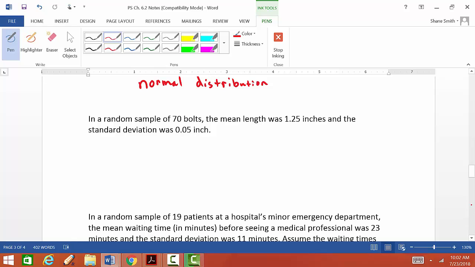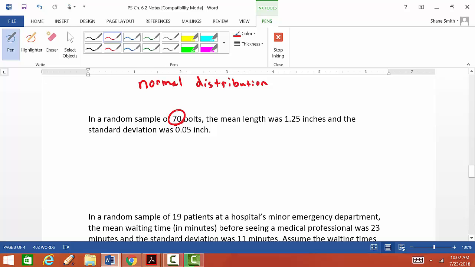Okay, next one. In a random sample of 70 bolts, the mean length was 1.25 inches and the standard deviation was 0.05 inch. So I'm looking at this and I say, okay, is my sample size greater than 30? Yes. Is it normally distributed? Well, it doesn't say it's normally distributed, so no, I can't assume it's normally distributed, but that's okay because I have 70 bolts, because you only need one or the other.